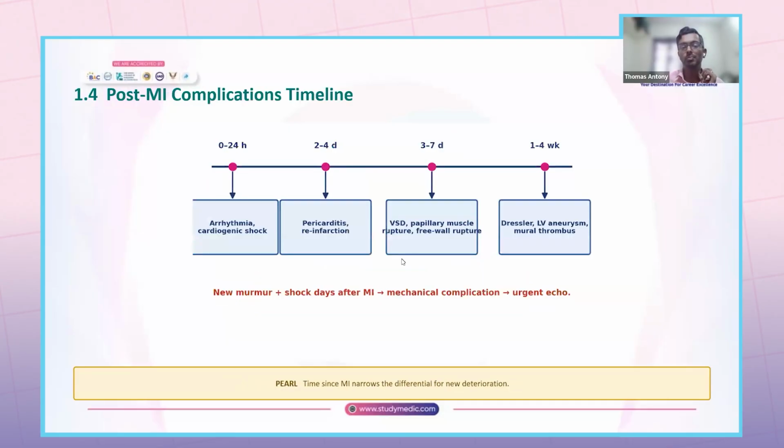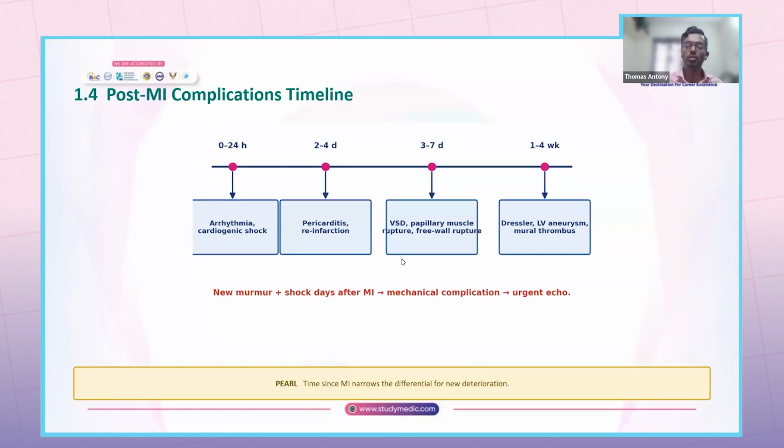So these are the post-MI complications timeline. In the first 24 hours, we are looking for arrhythmias or cardiogenic shock. At 2 to 4 days, the patient can have pericarditis or reinfarction. At 3 to 7 days, we might have to deal with ventricular septal defect, papillary muscle rupture, free wall rupture. And at 1 to 4 weeks, we have Dressler syndrome, LV aneurysm, and mural thrombus.